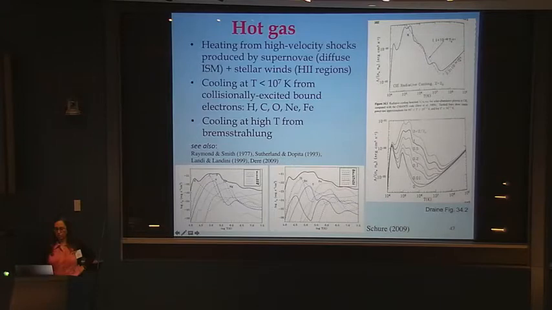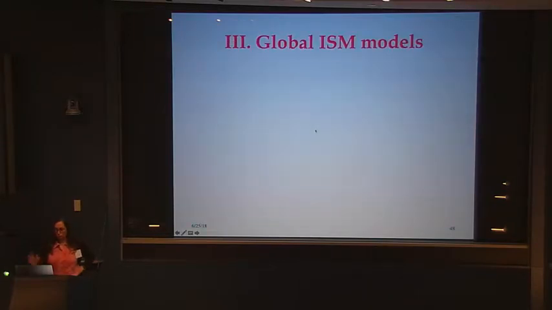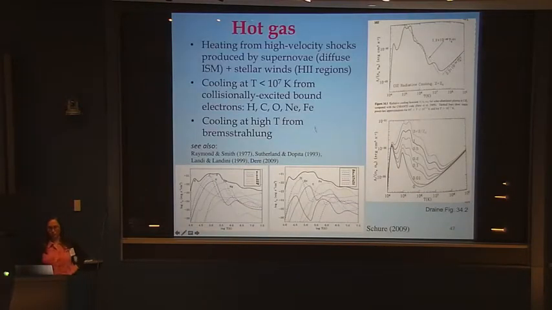This is the cooling function as a function of temperature. Here, this is decomposed into different lines from different metals. Those are dominant at temperatures less than about 10 million degrees. Then Bremsstrahlung takes over at the very high temperatures. So those are the coolants.